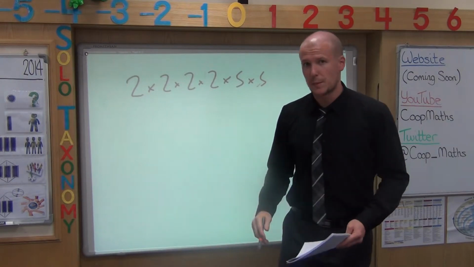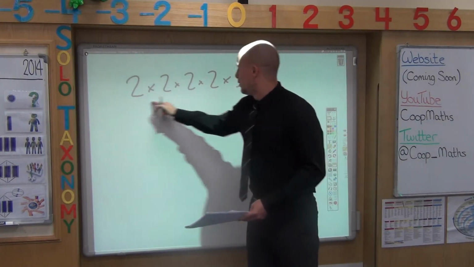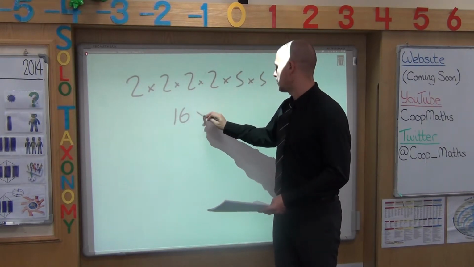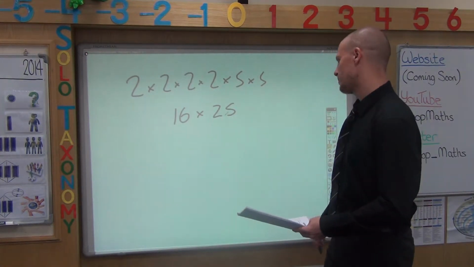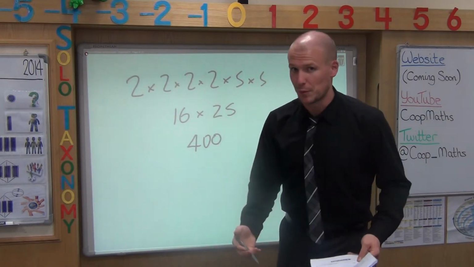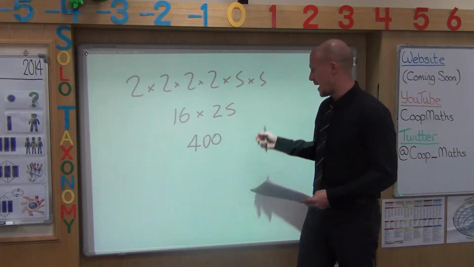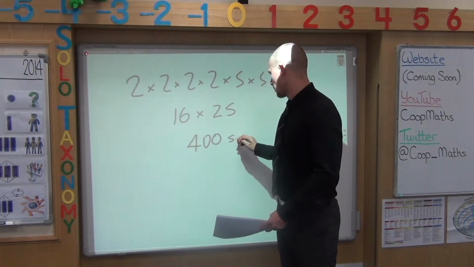It's a non-calculator paper, so you're just going to have to go through the motions of actually figuring that out. 4 2's are 16, 5 times 5 is 25, 400. If you need to do long multiplication, do it. I'm not expecting that you would do that in your head like I just did there, but I'm not going to waste time setting out the sum. 400 seconds is the lowest common multiple.